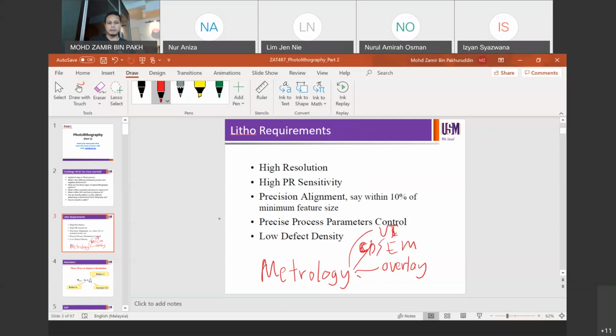Okay, then precise process parameter control. We have a couple of SPC charts to be monitored. So we have SPC for CD-SEM measurement. We have an SPC chart for overlay measurement. We have an SPC chart for defects and so on and so forth. And we also have to make sure that the wafers produced, the patterns produced by our litho process, have low defect density according to the process specification.